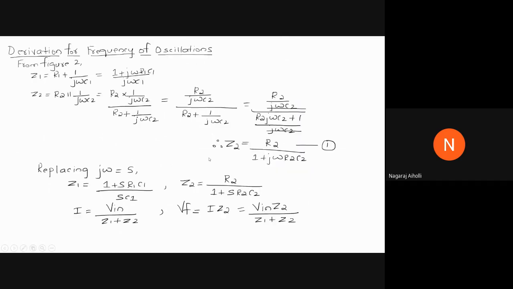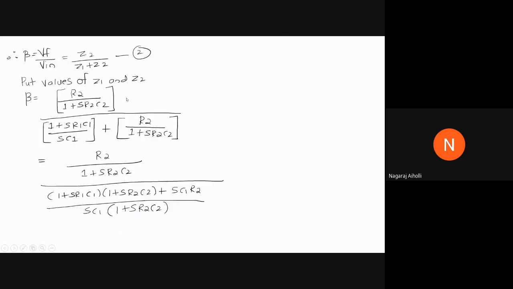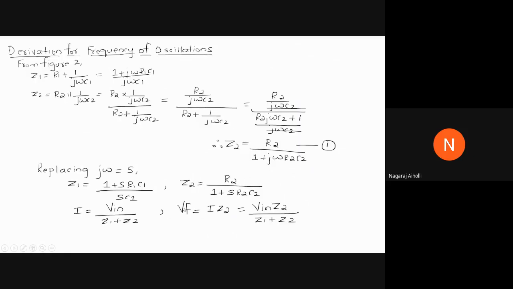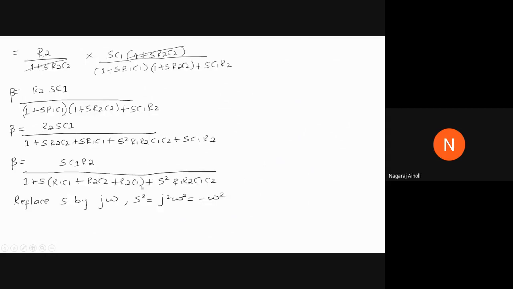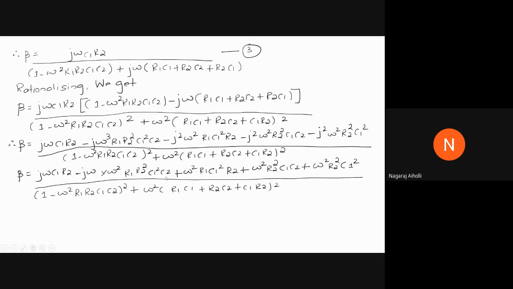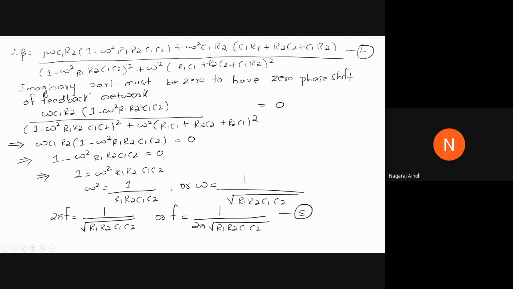So this vf is equal to I into z2, that is nothing but the input voltage v in into z2 divided by z1 plus z2. Then we wrote the equation for beta, that is rearranging terms here, vf divided by v in is equal to beta, that is z2 divided by z1 plus z2. Then we simplified the equation by substituting z1 and z2. Right, after simplification, then we replaced s by j omega, or s square is equal to j square omega square, that is equal to minus omega square. Then we rationalized the denominator. In the later step, we rationalized the denominator, right? And then finally we equated the imaginary part to 0 to have zero phase shift of the feedback network.